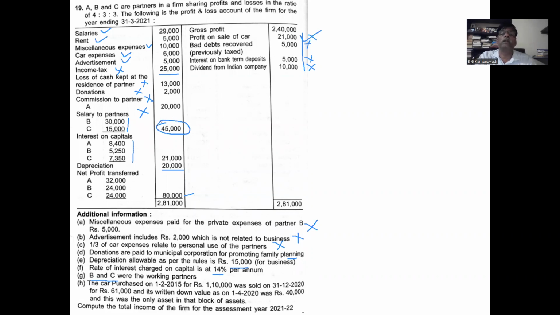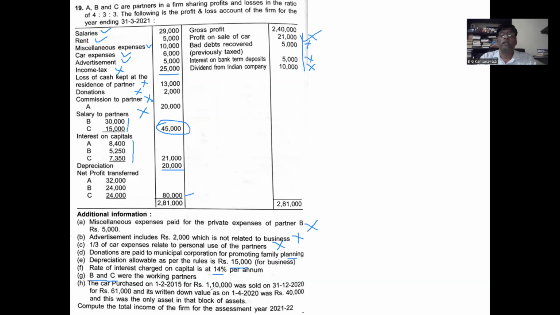This is the only one item of remuneration paid to a working partner, 45,000. Whichever is less is the allowable deduction. You deduct it. Thereafter, what remains? Income from business. Thereafter, you calculate profit from capital gain. After business, calculate capital gain. How do you calculate capital gain?